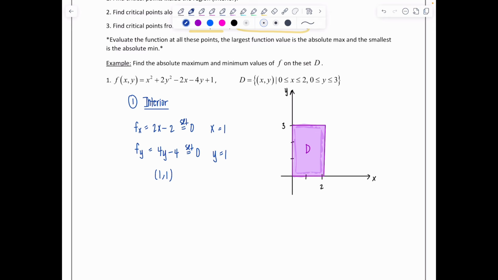And is that point on the interior of my region D? Well, yeah, 1's like right here. So we're good. We'll keep that guy, meaning we're going to hang on to it and evaluate the function at that point later.